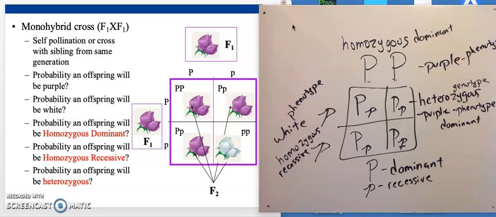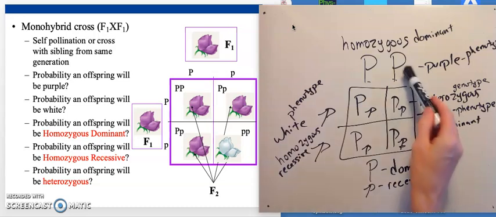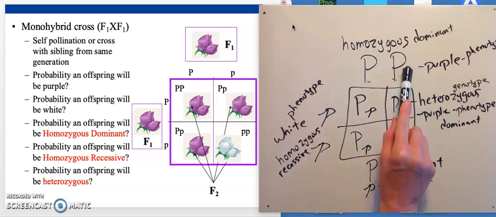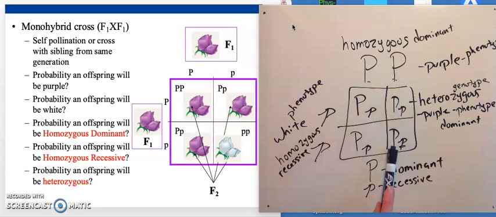So you can be homozygous dominant, like the purple parents. You can be homozygous recessive, like the white parents. But the genotype for the F1s is heterozygous. You can have parents that have the dominant phenotype that are homozygous. You can have offspring that have the dominant phenotype that are heterozygous. But the only way to have the recessive phenotype is if you're homozygous recessive.